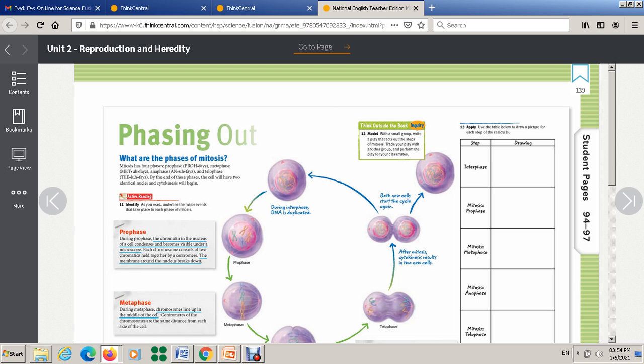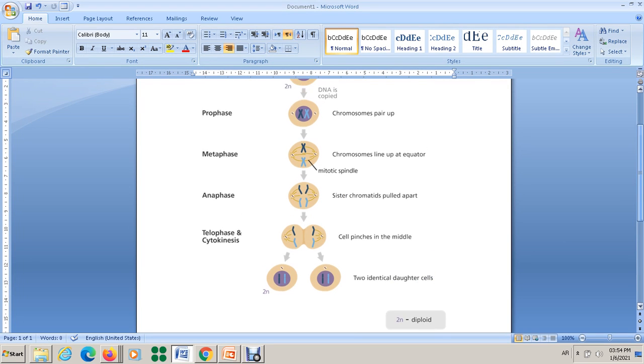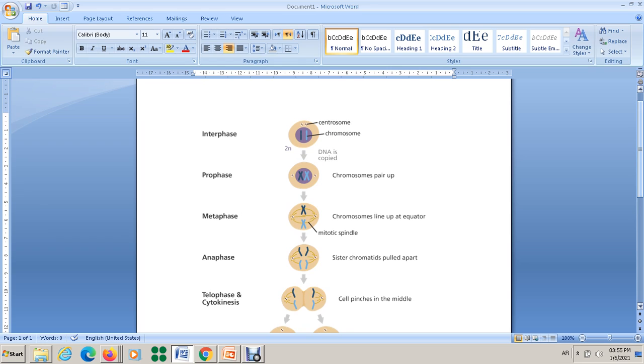We have mentioned that during the interphase the DNA is duplicated to be prepared for what? For the mitosis process. And mitosis has four stages or four phases. We want to talk about them now. I'm going to show you this figure here. This figure shows mitosis.